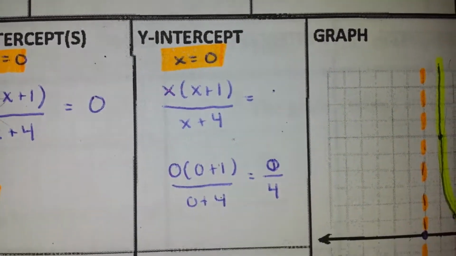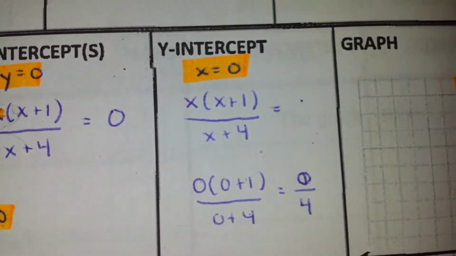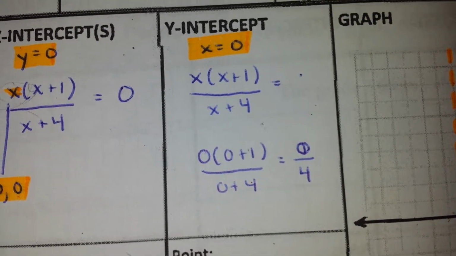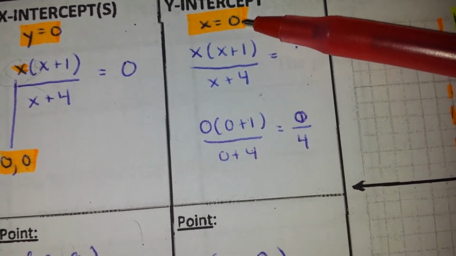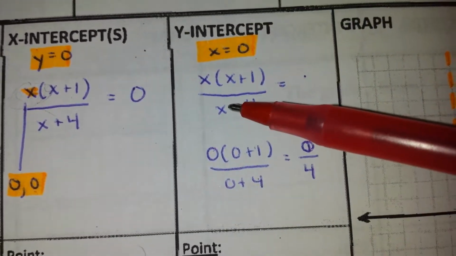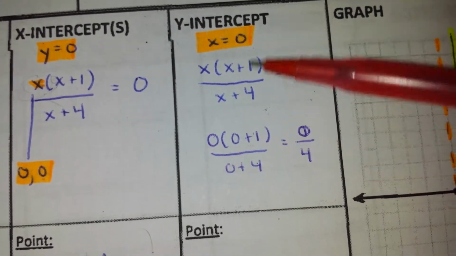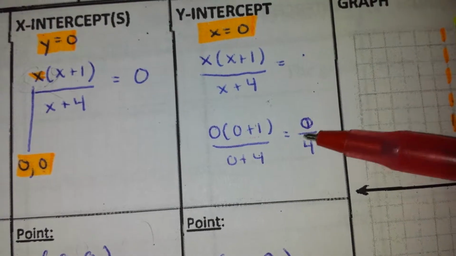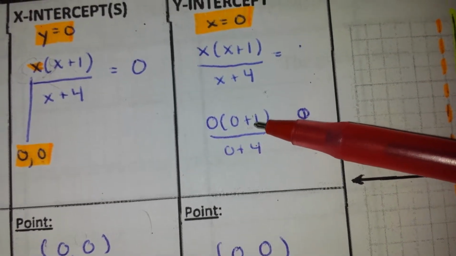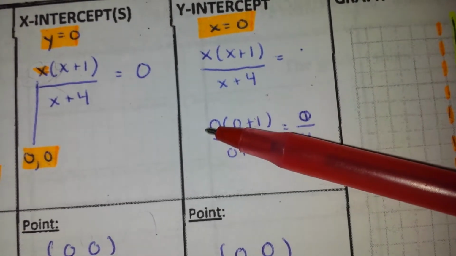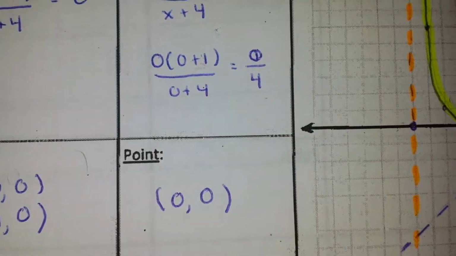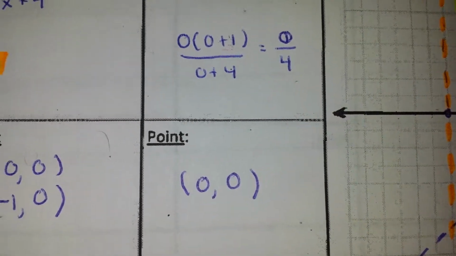Now we move on to the y-intercept, which is x equals 0. We're only going to plug in 0 wherever there are x's. So we should get 0 over 4. Remember, it's not 1, because 1 times 0 is 0, and that's basically nothing. So one of our points is going to be (0, 0).